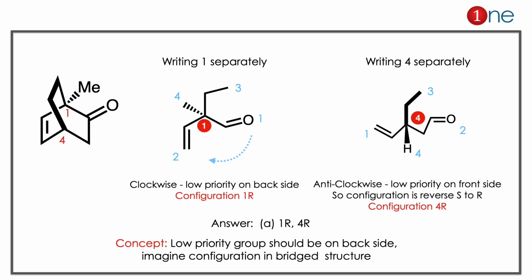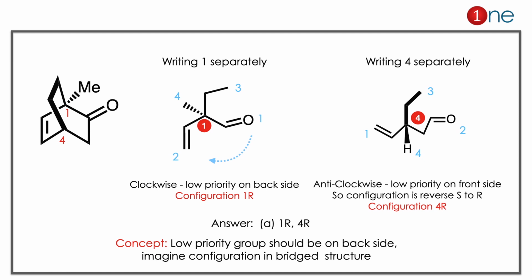Here, to identify the configuration, it is better to write the 2 chiral centers separately, 1 and 4. If you redraw nicely, you have to draw the configuration and its priority. If you look at the priority, carbonyl has first priority, then you have the alkene because it is attached with a double bond, then ethyl, then methyl, the 4th group. According to the rule, the 4th group should be on the backside. Here the 4th group is on the backside, so the configuration is the same, which is clockwise. The configuration is R, so 1 is in the R position.